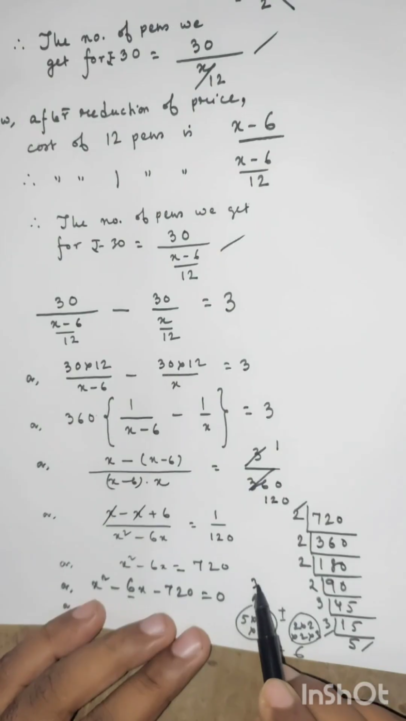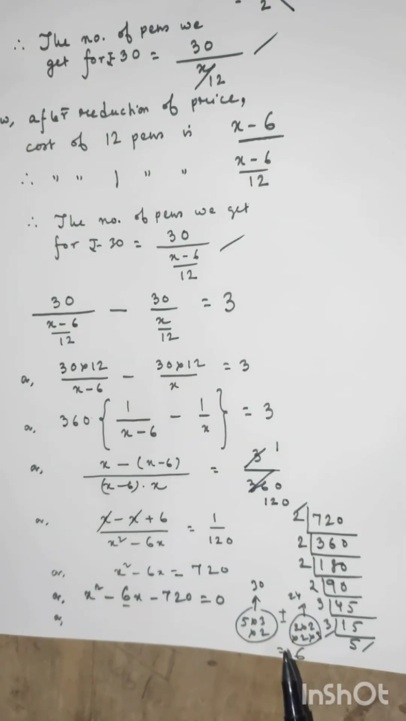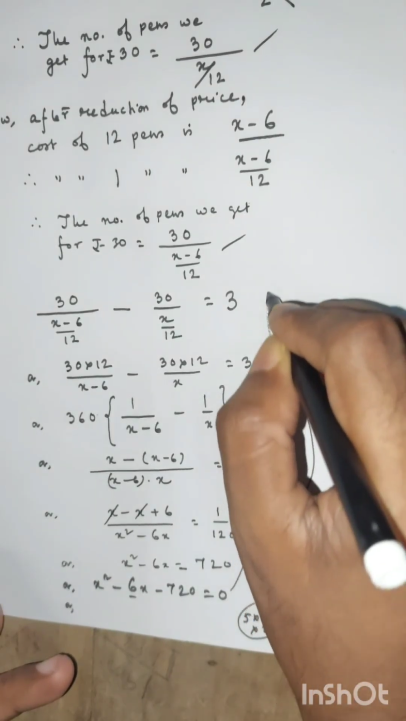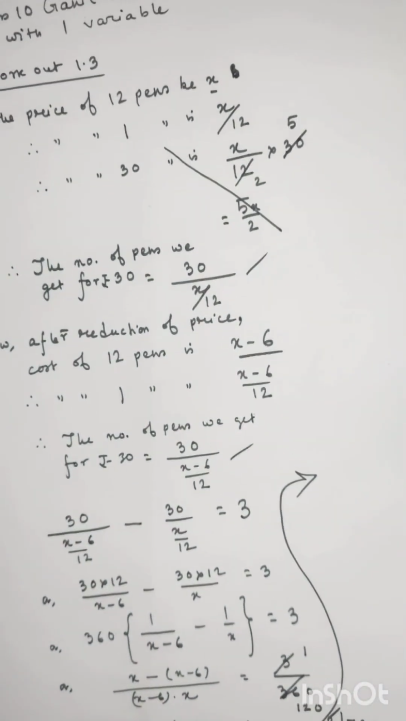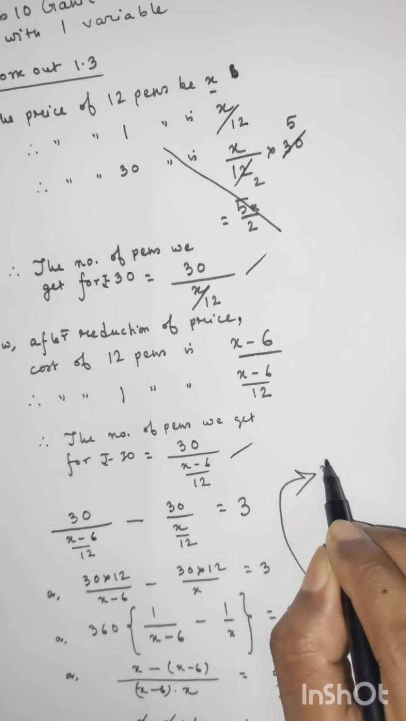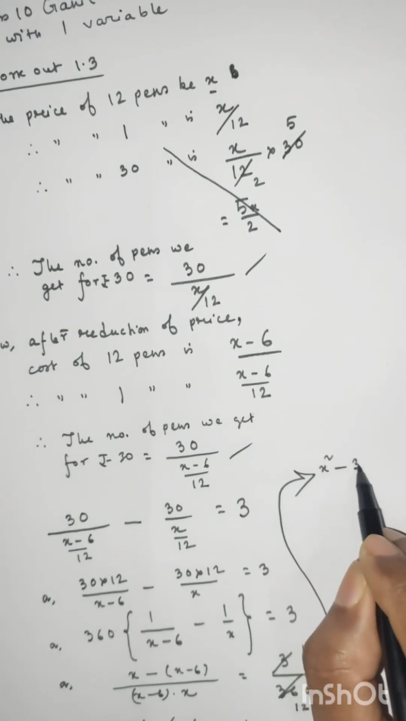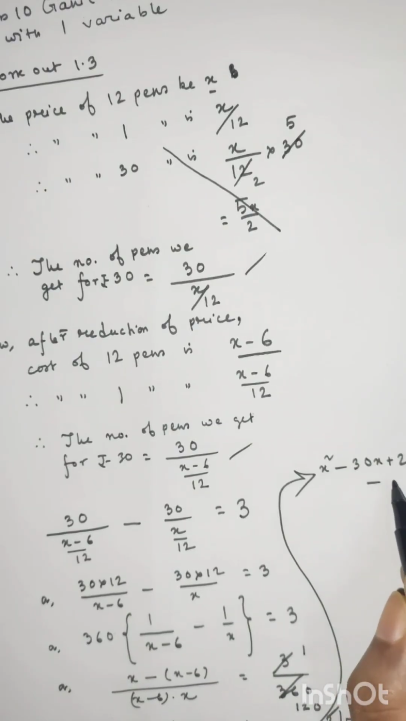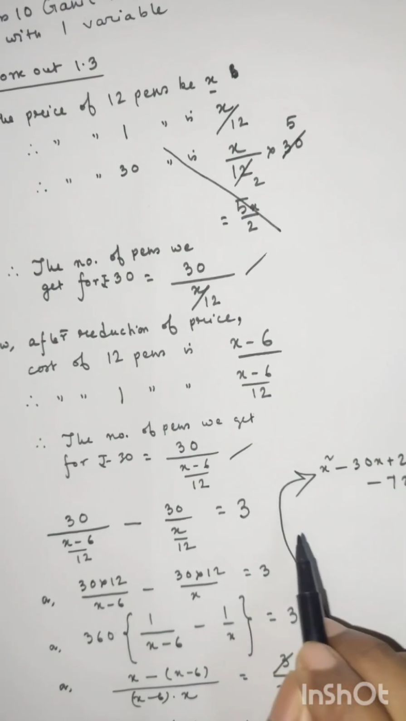So this gives us 30 and this gives us 24. Now if we subtract them we are getting 6. Okay, so now we know how to break the middle term. So if we break the middle term, x square minus 30x plus 24x minus 720 equal to 0.